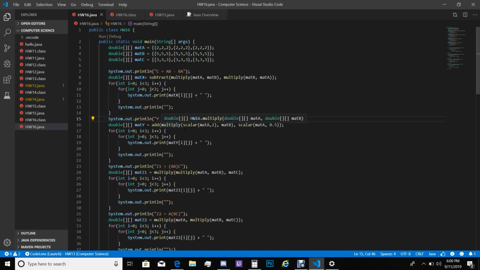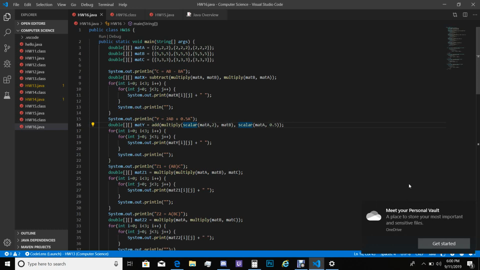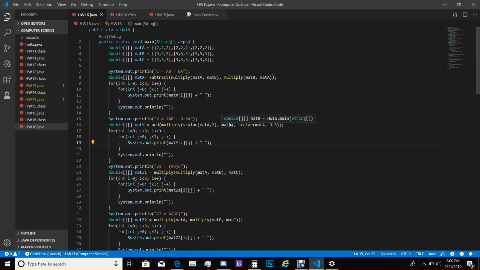For the second one, we're adding. So I have the add function, and it's going to do that to all of these things in here. So I'm multiplying these two together, and for the scalar, I type scalar, and then mat a, comma 2, and that 2 basically means that I'm multiplying every one of those by 2 in a times mat b, and then I'm doing a scalar multiple of 0.5 to mat a, as you can see here, 0.5a. And then for this equation, we're going to use mat y, which is going to basically take all the values and substitute it in there.